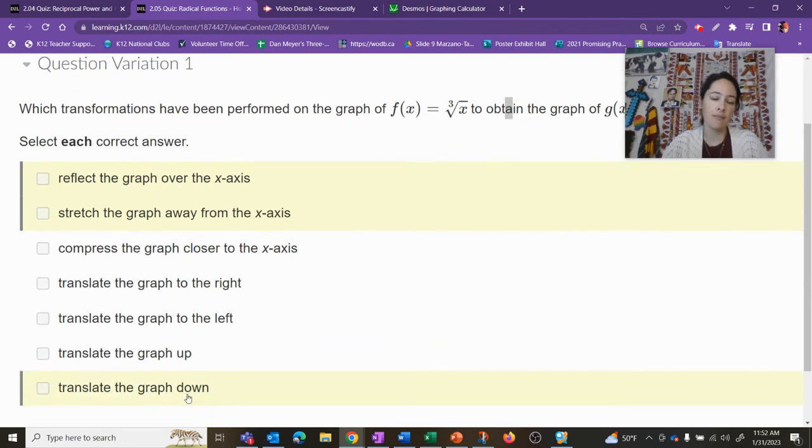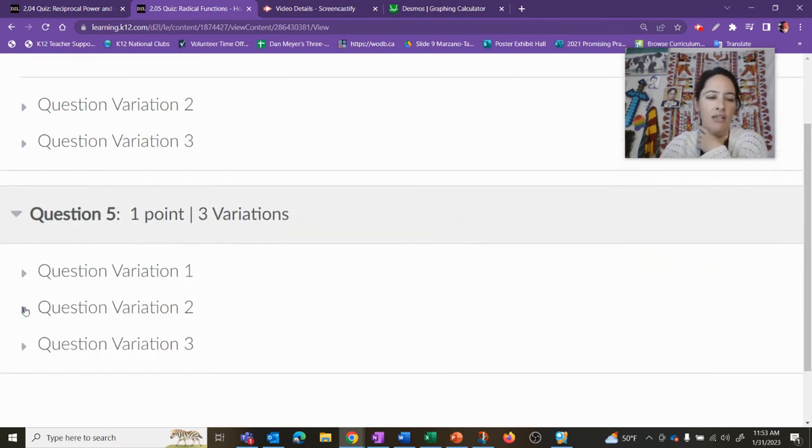Translate the graph down. Okay? So sometimes they said vertical shift. Now they're saying translate. All of that has got to be interchangeable, just like hi, hello, how are you? That type of thing. Good work. Let me see if there are any others that are kind of tricky.